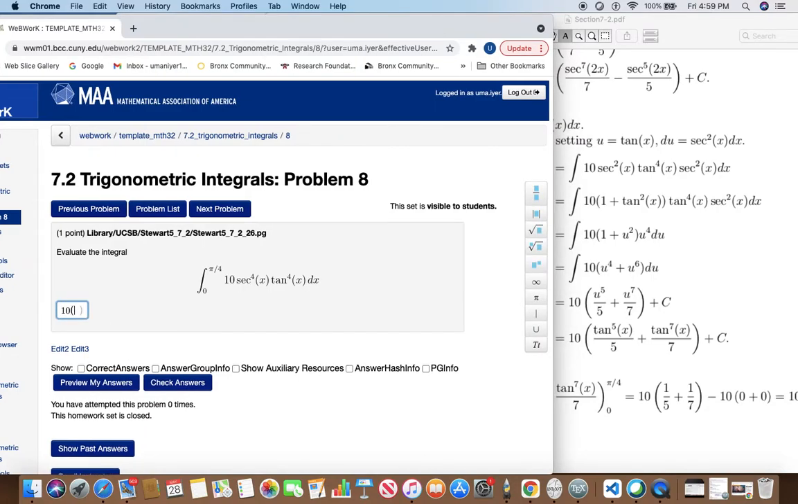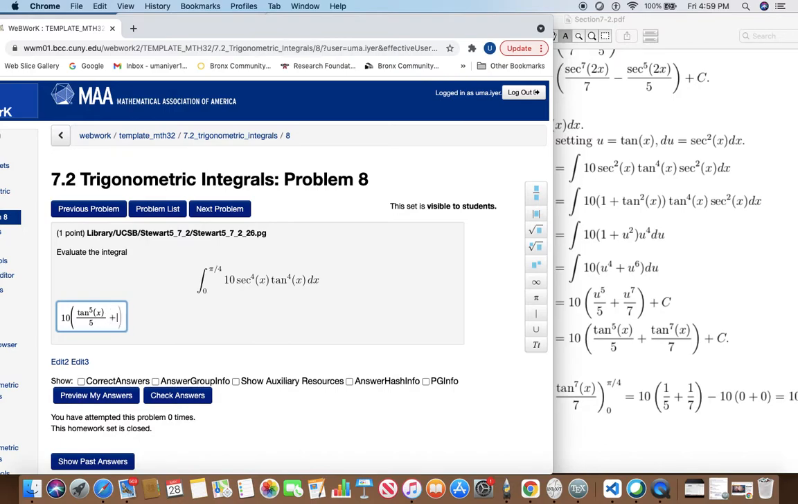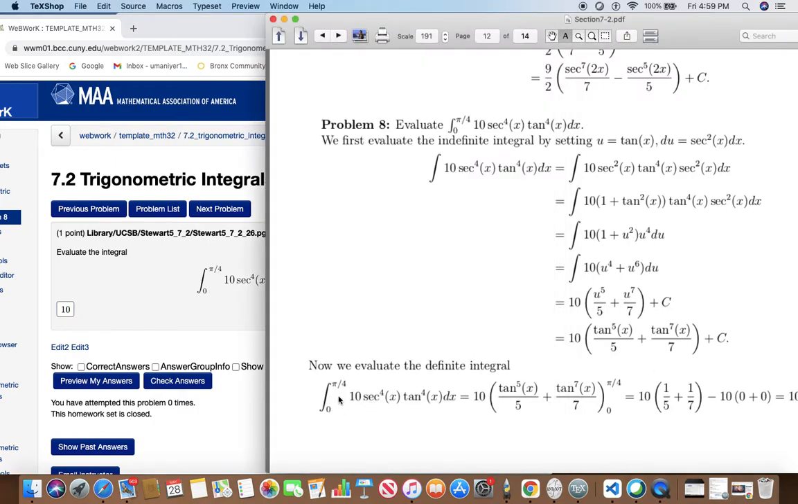10 parenthesis tan to the fifth power of x whole over 5 plus tan to the, oops, I'm sorry, this was a definite integral. So did I not calculate? Yeah, here we go. Definite integral. You need to take this. You don't need a constant of integration anymore. Evaluate your expression here, trigonometric expression. Evaluate at the upper limit, subtract, evaluate at the lower limit.